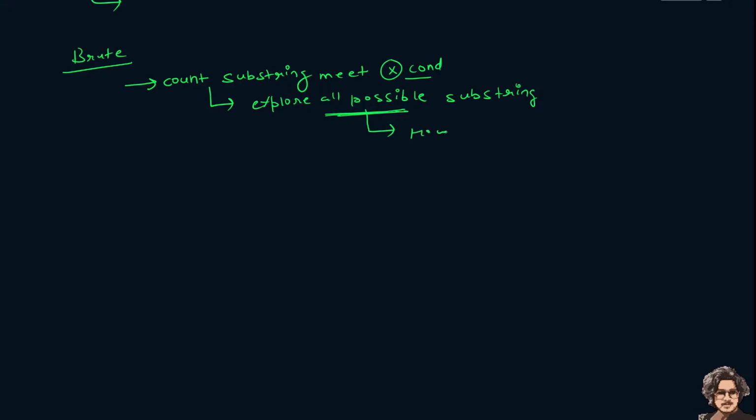In that case, you have to pick the index i, which goes from 0 to n minus 1, and pick another index j, starting with i and going till n minus 1. So this is how we are checking.